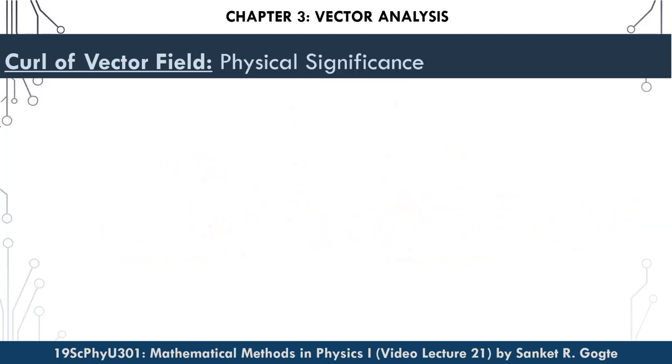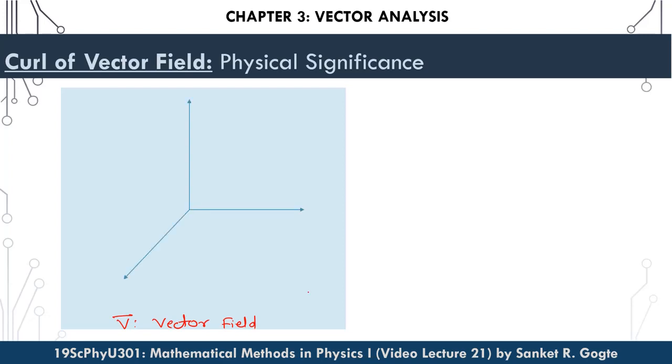Let's try to understand the physical significance of curl. For that, suppose this is the vector field. In this vector field, this is the x-axis, y-axis and z-axis. So we are considering the three axes in Cartesian coordinate system, and suppose we have this loop which is oriented in 3 dimensions, and suppose we want to calculate this line integration v dot dl for this closed loop along this direction.